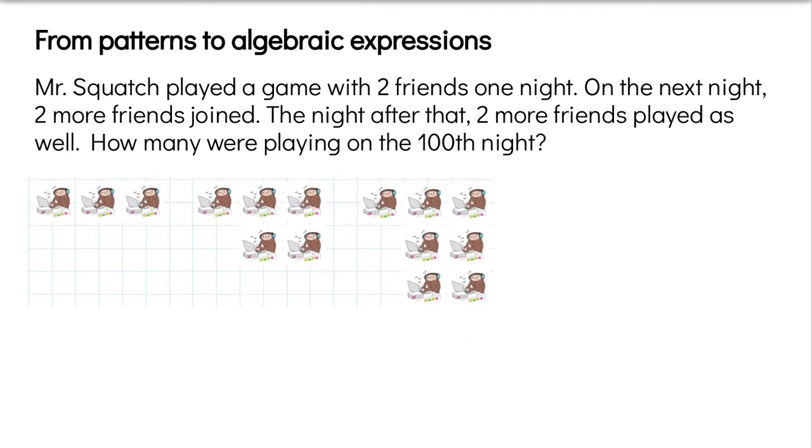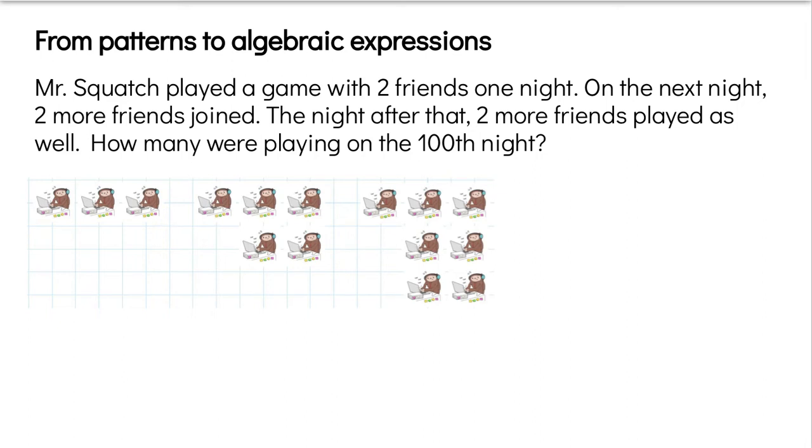Let's have a look at our first example. We're going to get straight to the examples on this one. It says, Mr. Squatch played a game with 2 friends one night. On the next night, 2 more friends joined. The night after that, 2 more friends played as well. How many were playing on the 100th night?